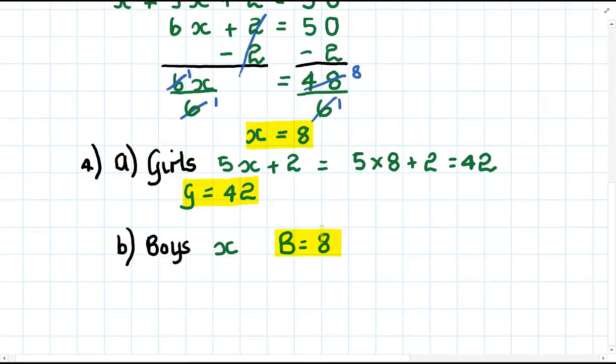And just a quick check. 8 plus 42 is 50. And there are 50 pupils in the class. So we have solved this problem algebraically.